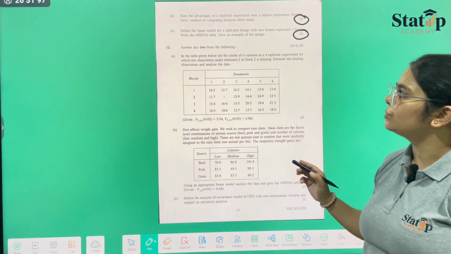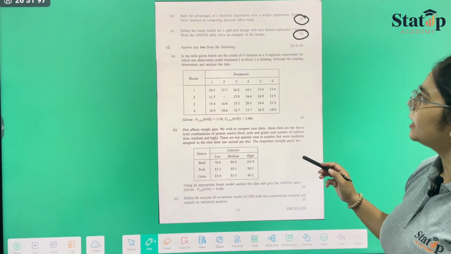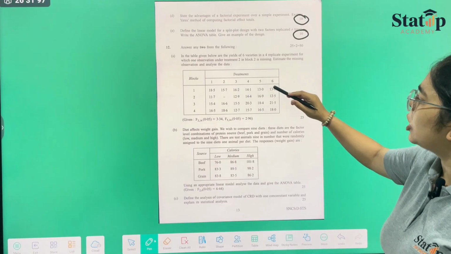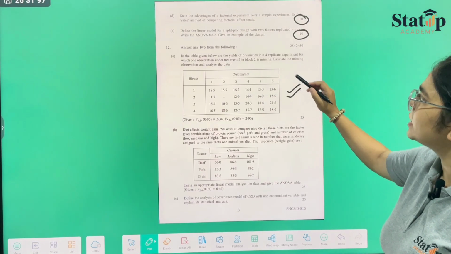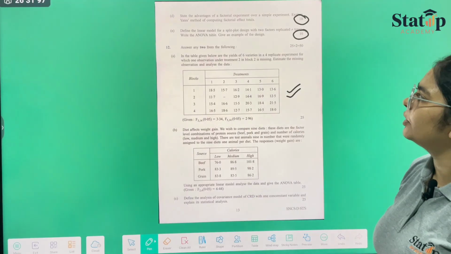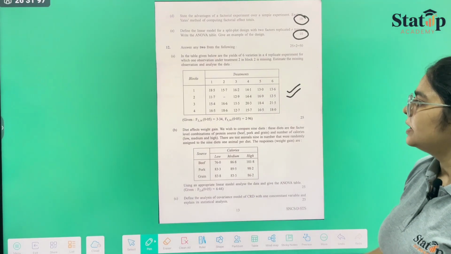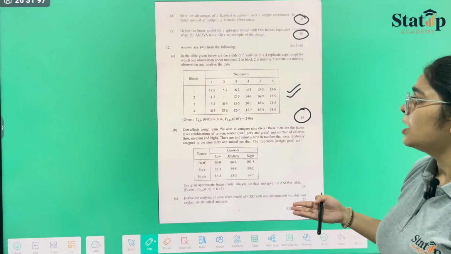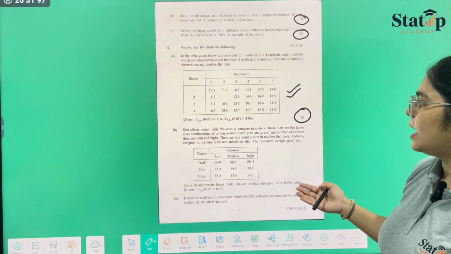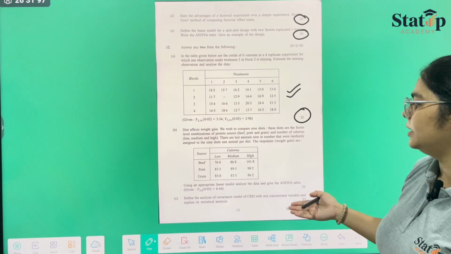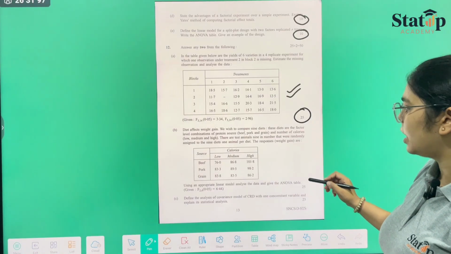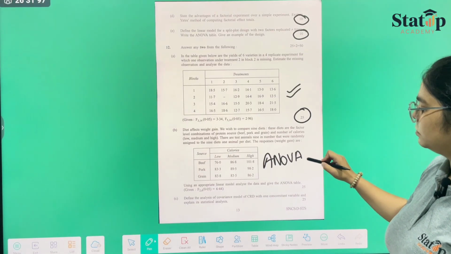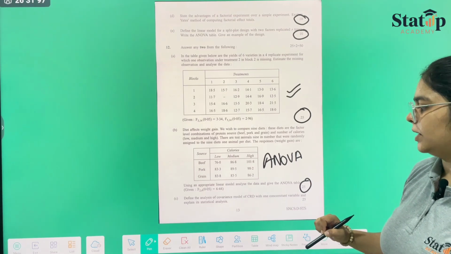Now the choice includes question number 12A, where we have been given a block treatment table and we have to estimate the missing observation in here and analyze the data, which was of 25 marks. B part has given us different weight gain and we had to find the linear model, analyze and give according to this ANOVA table. So it was again of 25 marks.